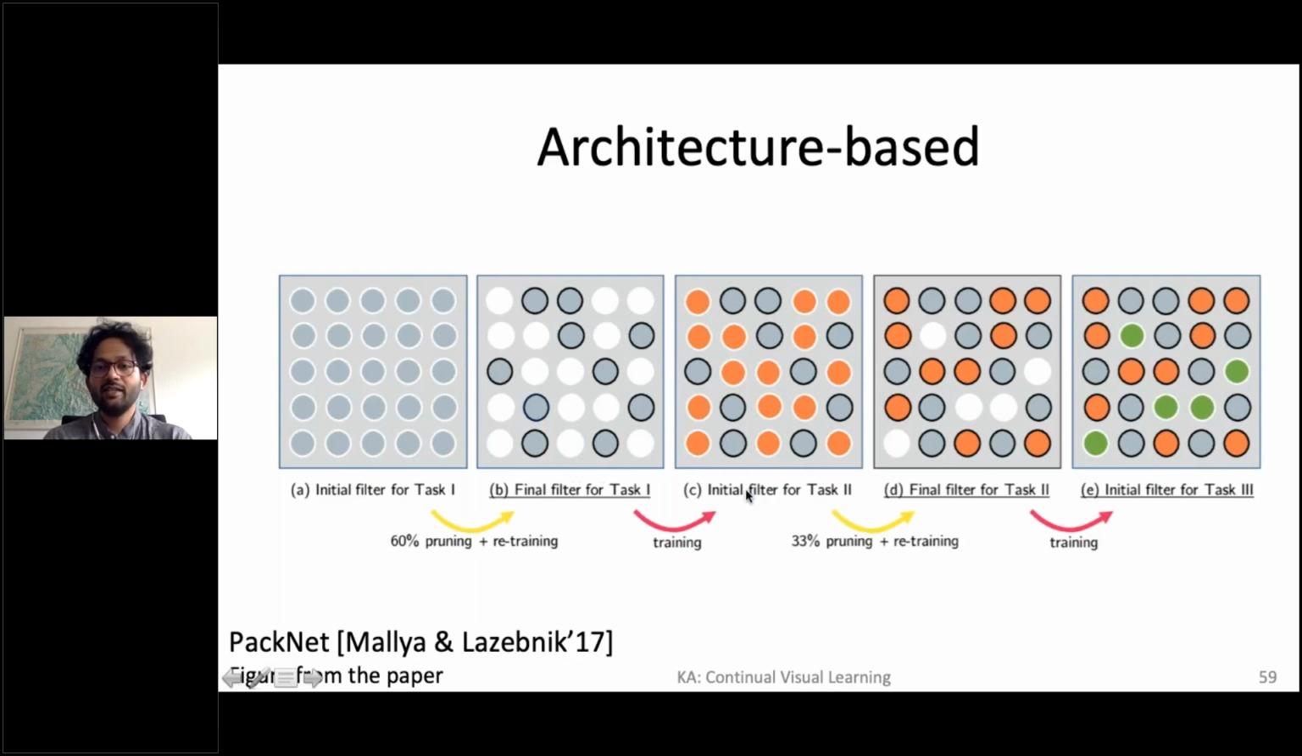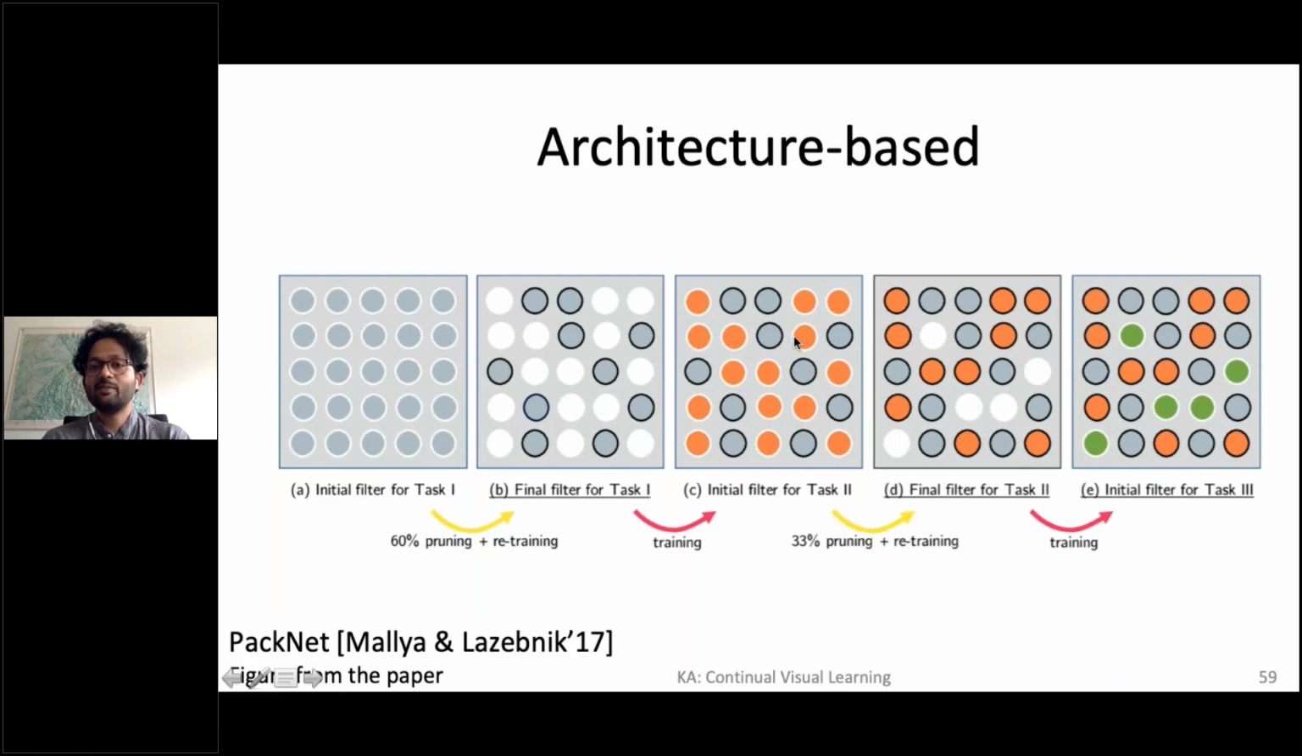And then you retrain with data from the new task 2. But here we give a constraint that you fix the parameters of the ones that have not been pruned, shown here in this dark gray color, and then you only learn the weights that have been pruned after learning task 1. Essentially that makes some space for task 2, and now you repeat the process.